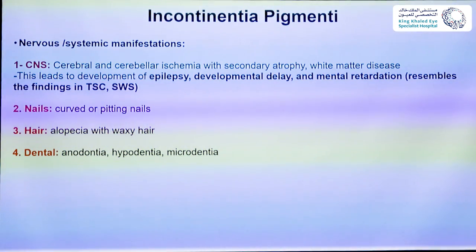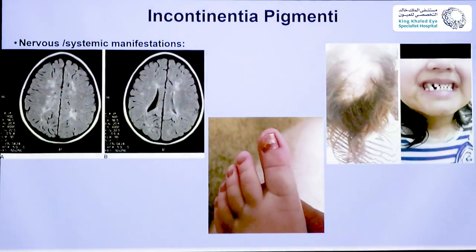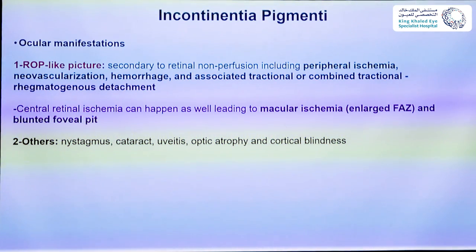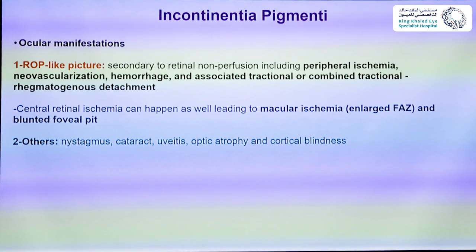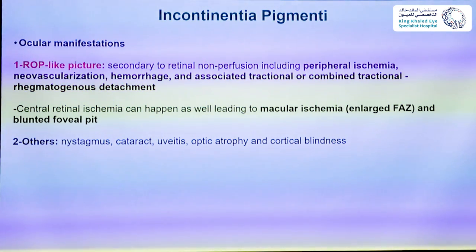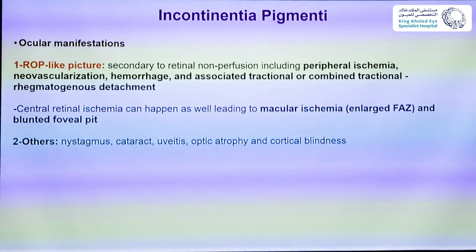And the incontinentia pigmenti, let's go to the retina, and we'll go back to the CNS. So, as we said, it's an ROP-like picture. They have retinal non-perfusion, including ischemia, neovascularization, hemorrhage, and associated traction or combined traction and rhegmatogenous detachment. So I'm describing exactly how the findings come with ROP.